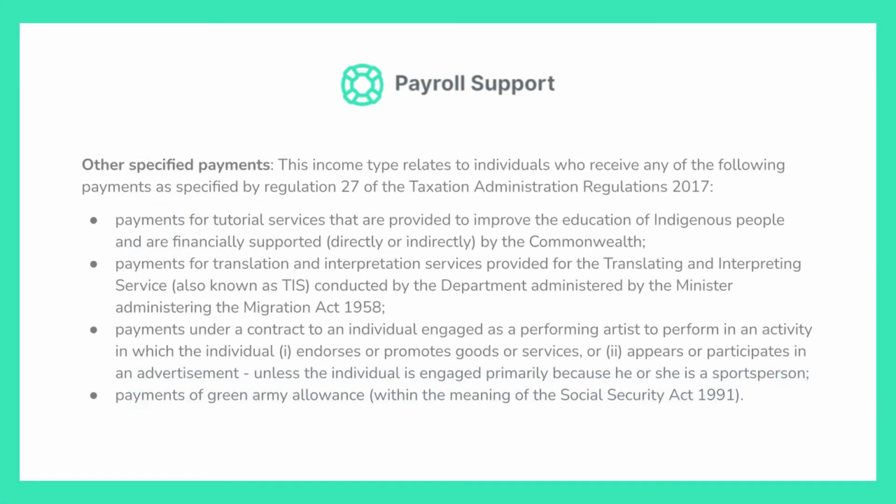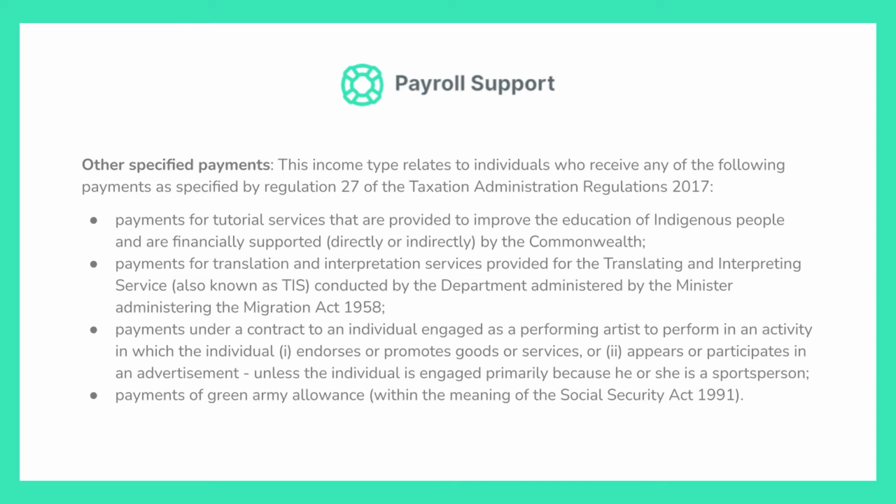This pertains to income for contractors only, not employees. Other specified payments. This income type relates to individuals who receive any of the following payments as specified by Regulation 27 of the Taxation Administration Regulations 2017. 1. Payments for tutorial services that are provided to improve the education of Indigenous people and are financially supported directly or indirectly by the Commonwealth.